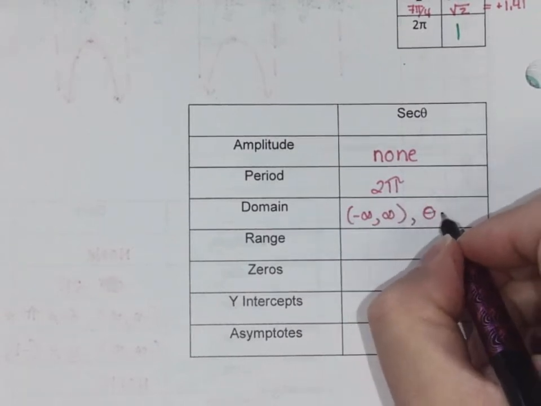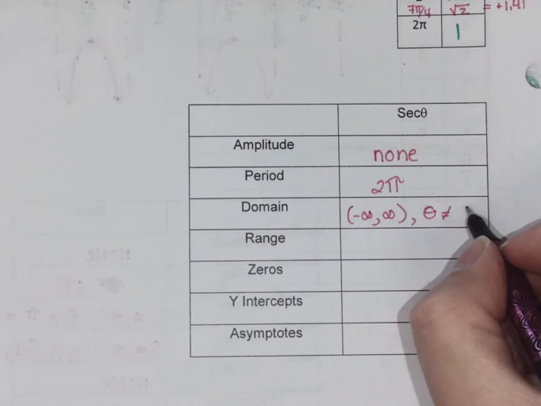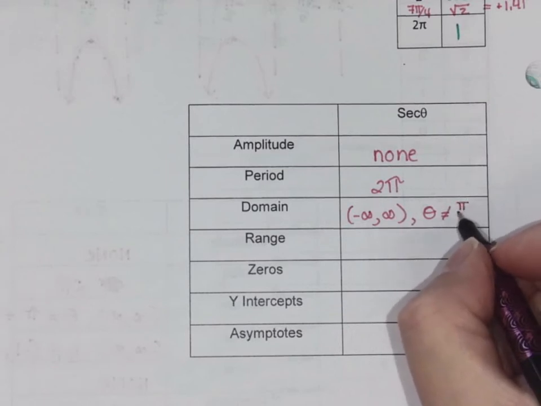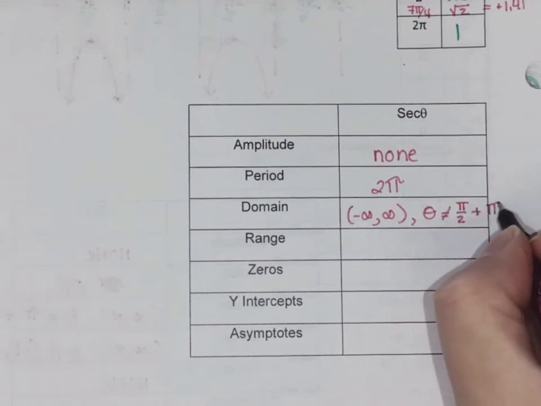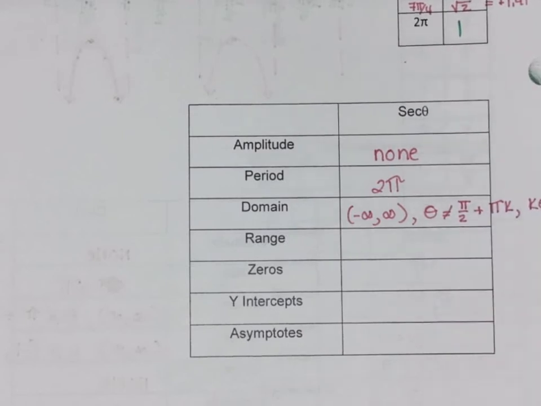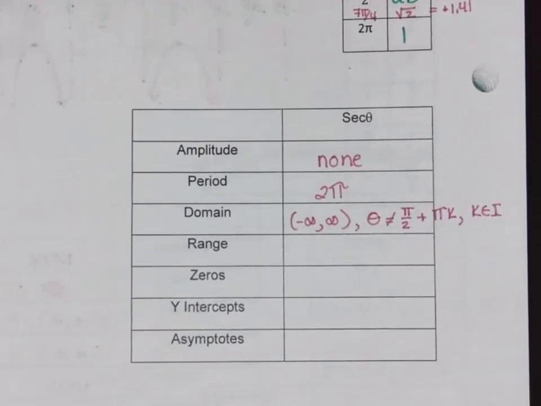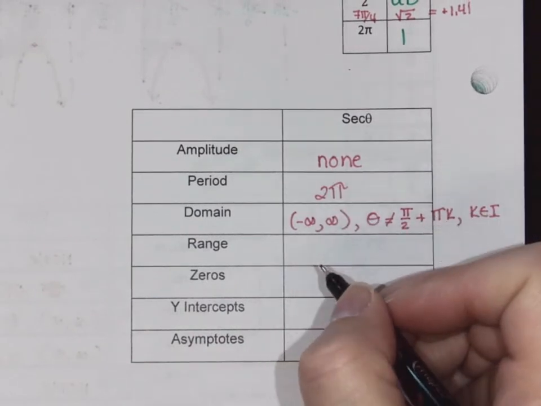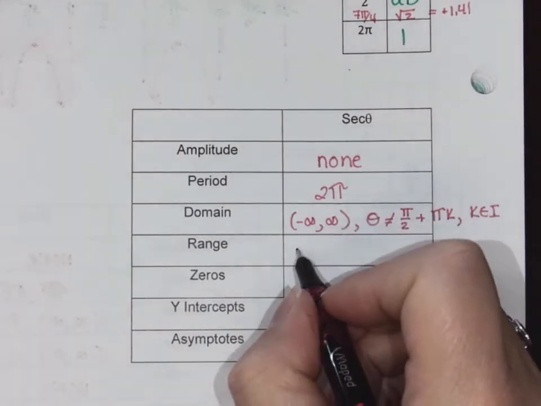Range. Negative, oh, you're still negative k to positive k with the pi. Y can't equal 1 or negative 1. But remember they have to have round brackets on it because the ones are included in the solution.